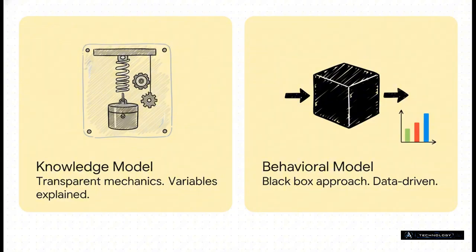These are essentially just black boxes. You build them entirely by measuring data, basically seeing what output you get for a given input without even worrying about the underlying physics. Behavioral models are kind of the shortcut for when we don't really want to do the heavy physics math. But for the scope of our explainer today, we are going to focus exclusively on knowledge models.